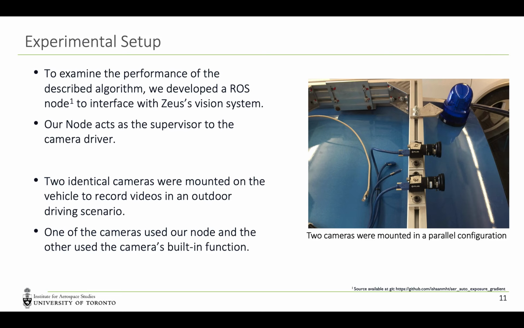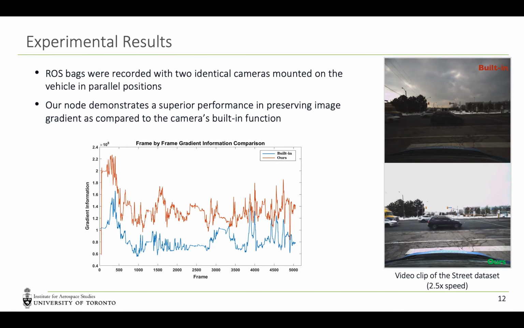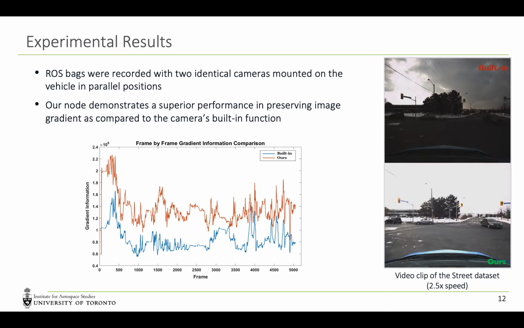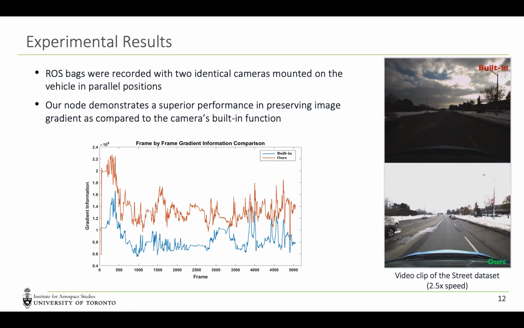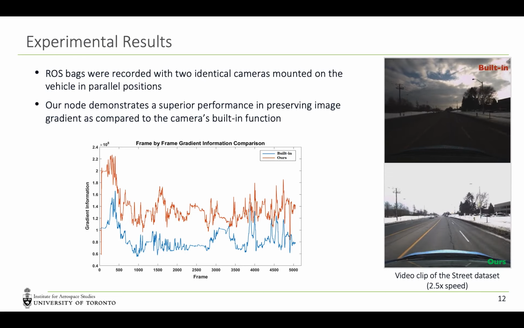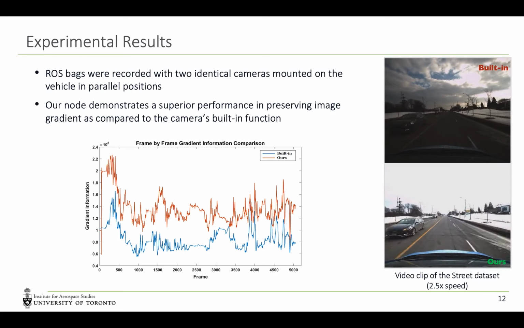The image streams from the two cameras are compared based on the number of features detected and gradient information in each frame. The plot shows a frame by frame comparison of gradient information. It can be seen that images captured by our node consistently had more gradient information than the ones captured by the camera's built-in function. It can be seen in the video that visibility of useful features like traffic signs is much better for our node.